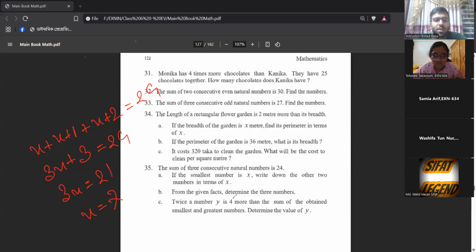So from the given fact, determine the... aren't these two questions the exact same?